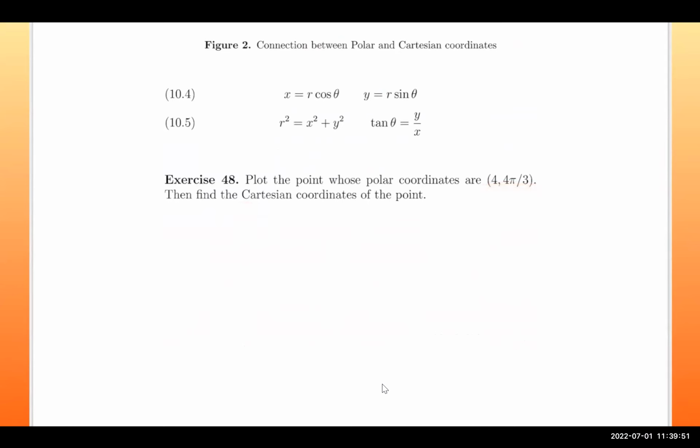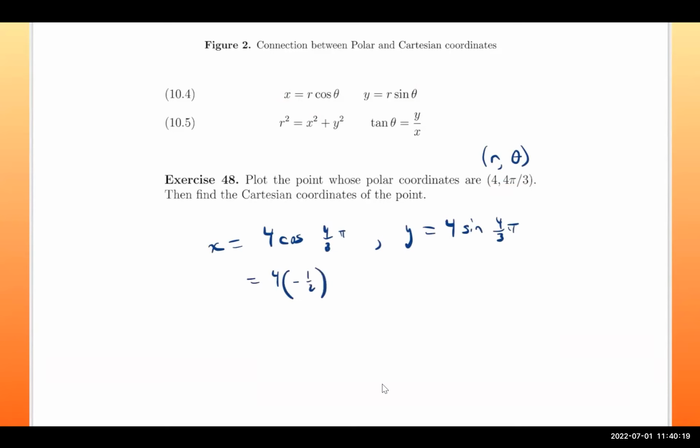All right, so the first example wants us to convert this polar coordinate into Cartesian coordinate. So that means we're going to use the top two. So r is 4 and theta is 4/3 pi. So let's plug in those values. For x, we're going to have 4 cosine 4/3 pi. And for y, we're going to have 4 sine 4/3 pi.